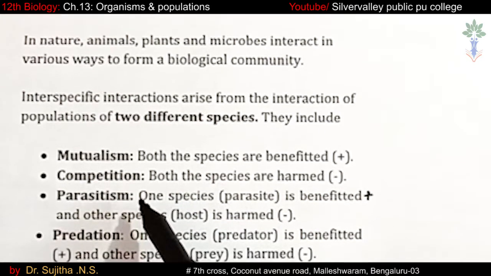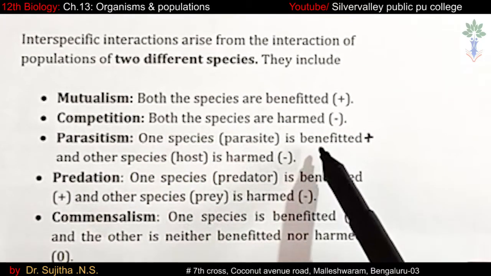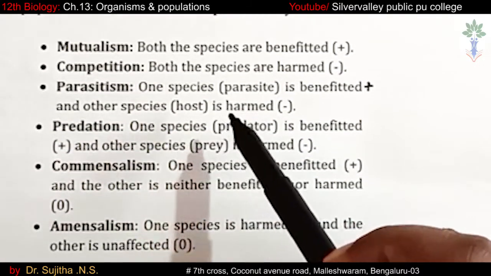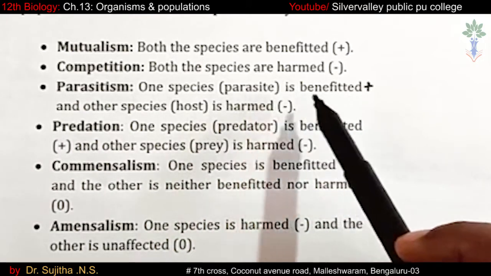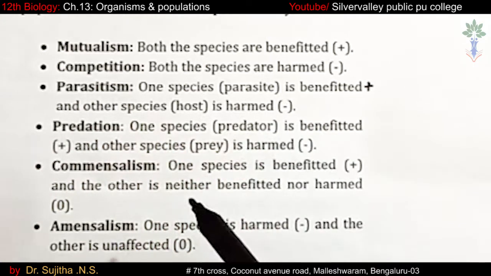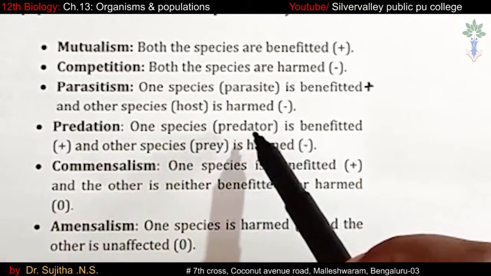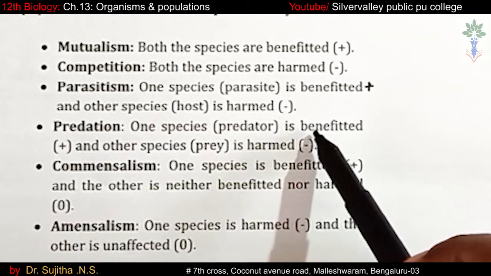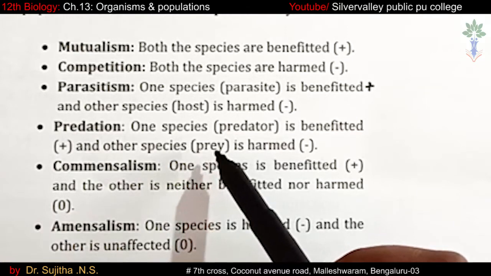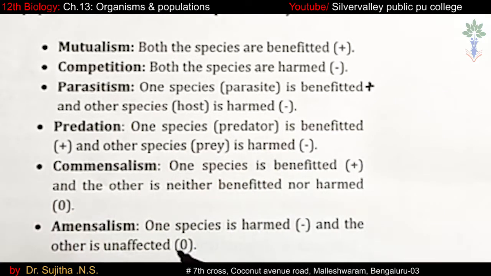Parasitism is the interspecific interaction where one species, that is the parasite, is getting benefited and the other species, that is the host, is getting harmed. Therefore, the one which is getting benefited, the parasite, we are representing with a plus sign, and we are representing the host as a minus sign. Predation is an interspecific interaction where one species, that is the predator, is getting benefited. Therefore, we are representing it with the plus sign, and the other species, that is the prey, is getting harmed. Therefore, we are representing the prey with the minus sign.